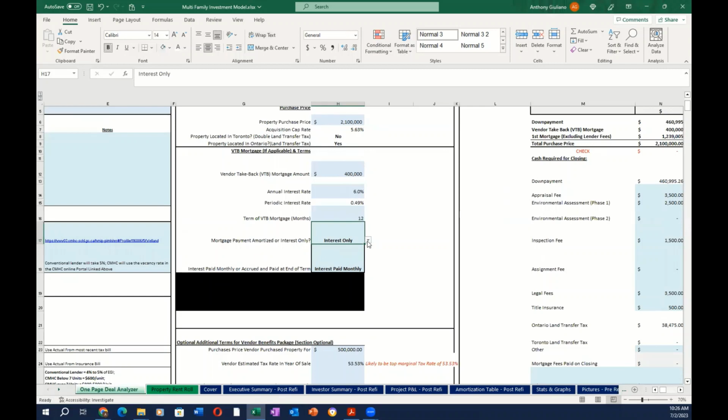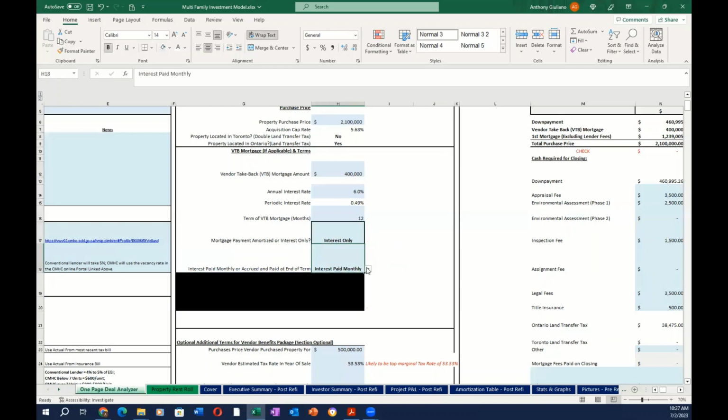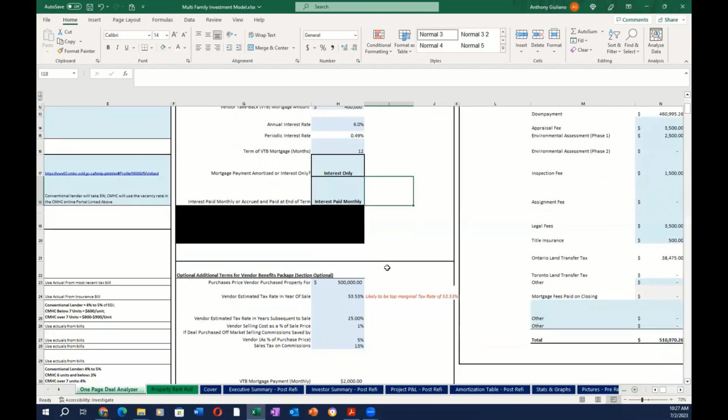In addition to that, there's also the option to select that the mortgage will be amortized. If that's selected, this section will automatically appear, and you can enter, okay, I'm amortizing this VTB mortgage over 25 years, and the interest rate will ultimately be the same. However, most of the time, VTB mortgages are interest only, and usually interest is paid monthly. However, you may be able to manage your cash flow better by asking for the interest to just accrue over a 12-month or 2-year period, and then pay it all out when you pay out the VTB mortgage.